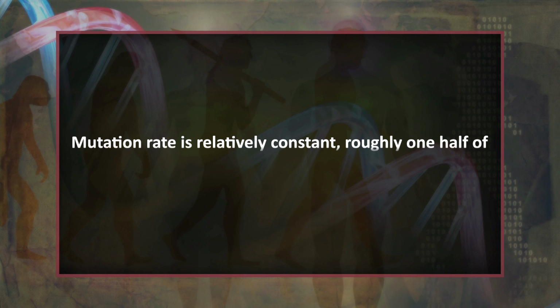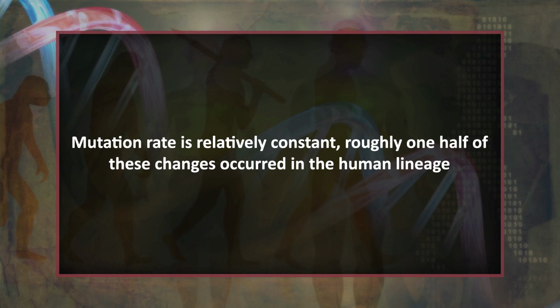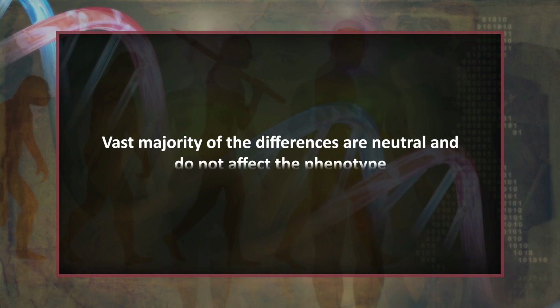Since mutation rate is relatively constant, roughly one half of these changes occurred in the human lineage. Only a very tiny fraction of those fixed differences gave rise to the different phenotypes of humans and chimpanzees, and finding those is a great challenge. The vast majority of the differences are neutral and do not affect the phenotype.